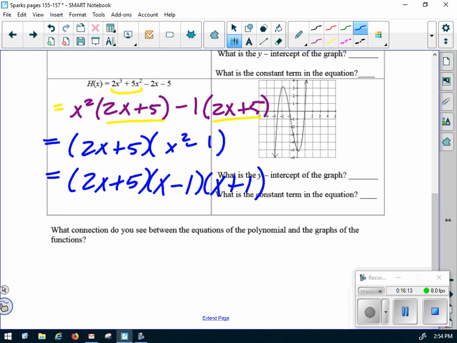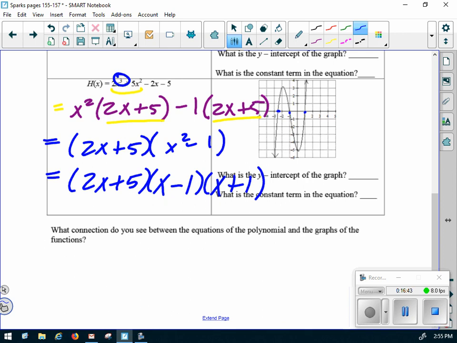Now, if I set this equal to 0, what's 2x plus 5 equals 0? Means x equals negative 5 halves, or negative 2 1/2, one of the zeros. Yep, right there. If x minus 1 equals 0, then x equals 1, right there, and right there. Yeah, 3 zeros, and we knew we were going to have 3.